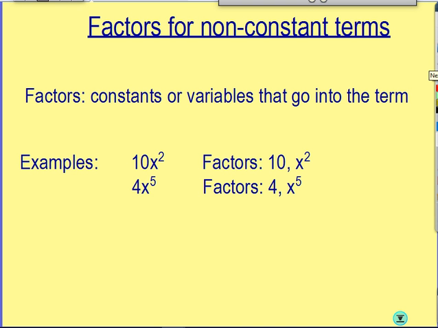Non-constant terms have factors. Factors are constants or variables that go into the term. The two examples on this screen include 10x squared, which has factors of 10 and x squared. The second example is 4x to the 5th. It has factors of 4 and x to the 5th.